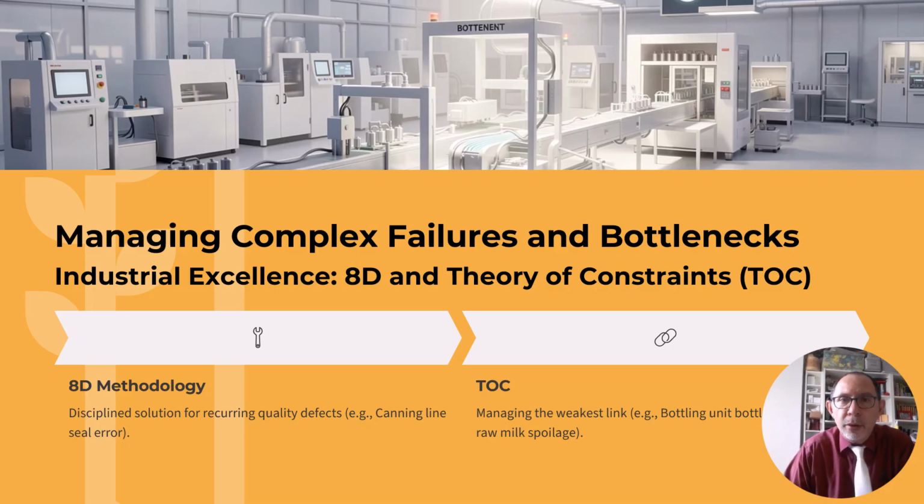A system is only as strong as its weakest link. Remember the milk processing example: if you have plenty of milk but your bottling line is slow, the bottleneck, that milk spoils while waiting in tanks. The solution is to subordinate milk reception to the bottleneck. If you don't manage the constraint, you just accumulate more waste.